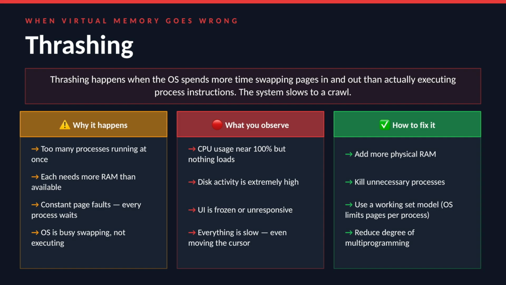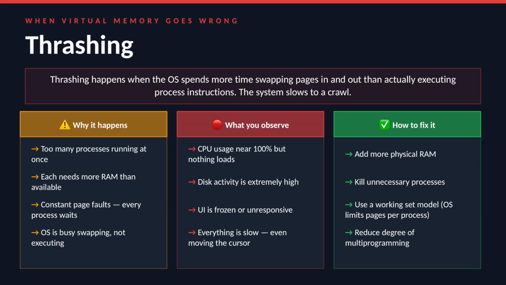But virtual memory is not without its problems. When it goes wrong, you get something called thrashing. Thrashing happens when the OS is spending more time swapping pages in and out than actually executing process instructions. The system becomes very slow. You have probably experienced this. CPU usage is at 100%, disk is going crazy, but nothing is actually loading.